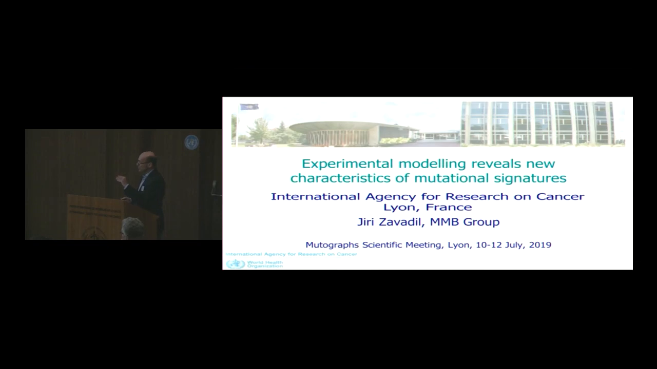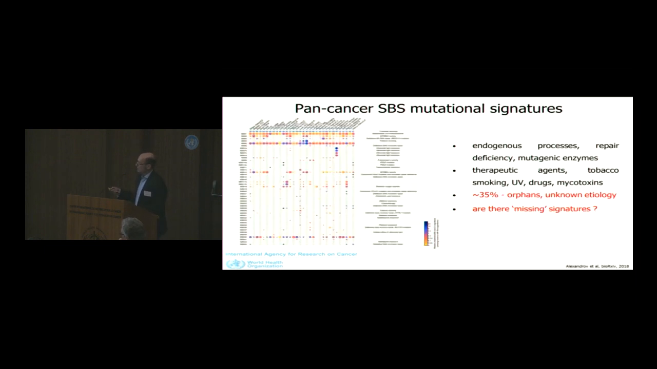I just wanted to trigger some discussion or stimulate some thoughts about new characteristics of mutational signatures that can be discovered through experimental modeling. As we have seen yesterday, there is a relatively fixed number of signatures now, but still among those, there's about 35% orphan signatures of unknown etiology.